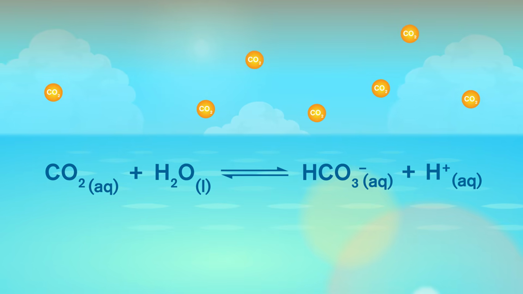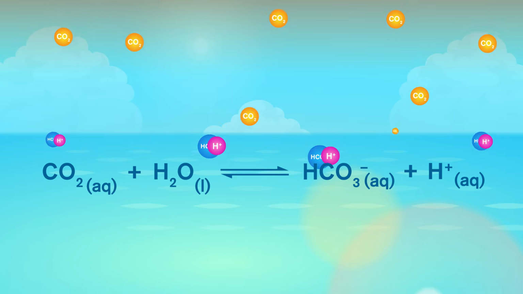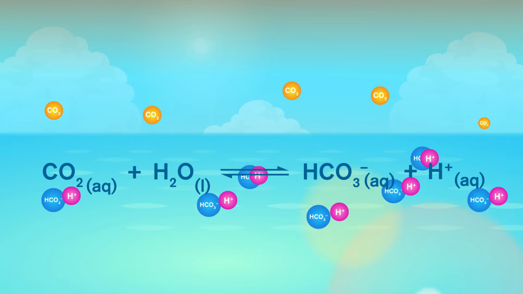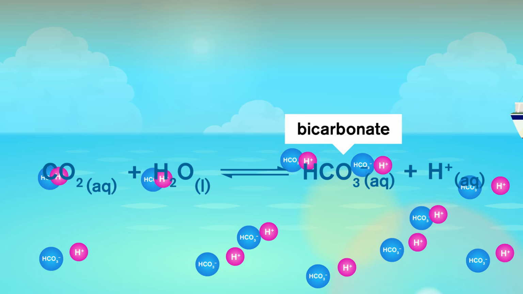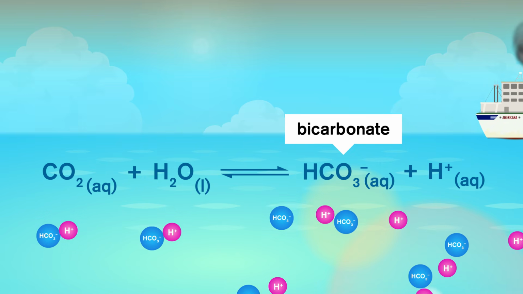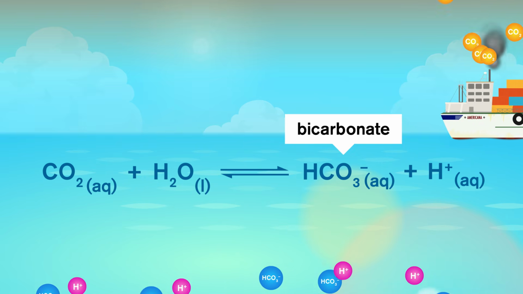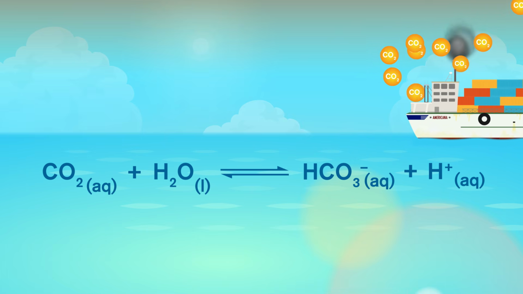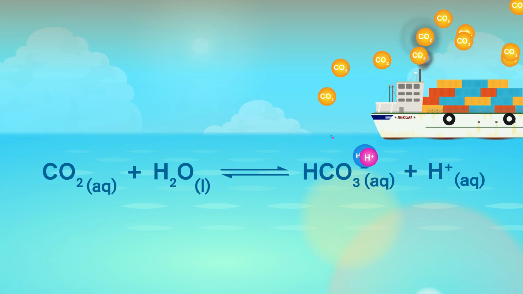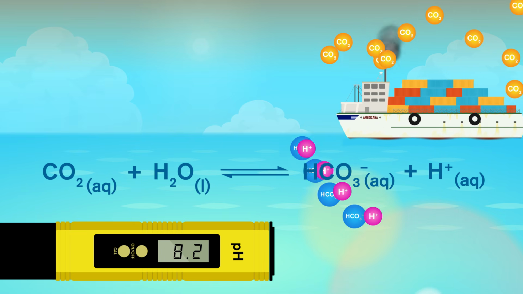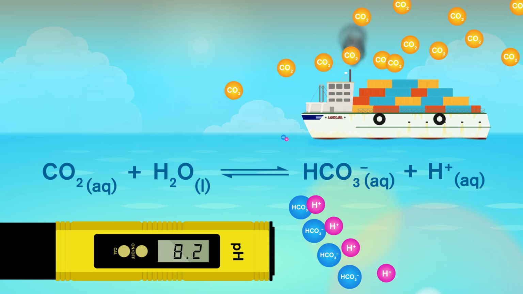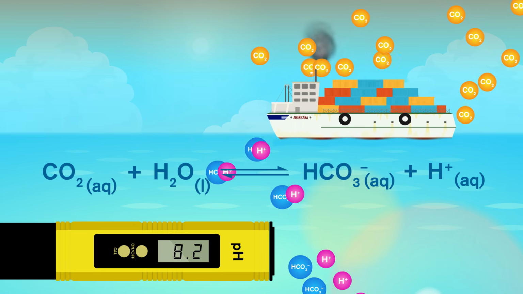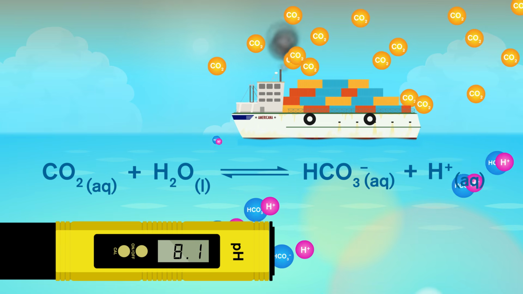Normally, the ocean absorbs carbon dioxide from the air and produces some H+ ions and a base called bicarbonate. But combustion emissions and the greenhouse effect have led to a lot more carbon dioxide in the atmosphere. As a result, the oceans absorb more CO2, making the pH of the ocean, which normally sits at a basic pH of about 8.2, decrease to a more acidic pH of 8.1.